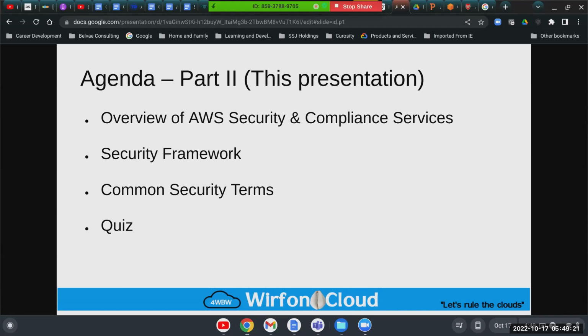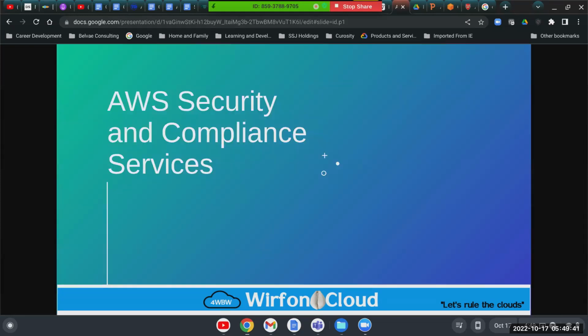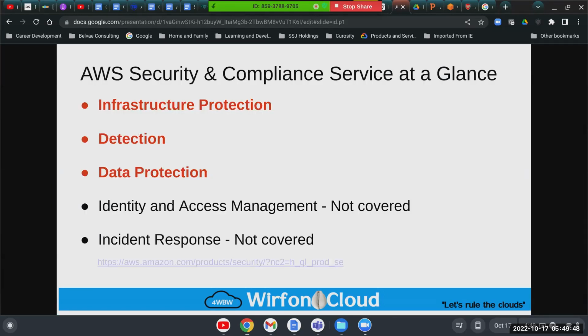Since I hear that there may be an opportunity tomorrow for you to have some revision and also some testing, we might also cover some of that tomorrow as well. That's the agenda for part two, with a brief overview of what we did last week. Starting off now, the AWS Security and Compliance Services are the first element of this. At a glance, this covers these first five topics.